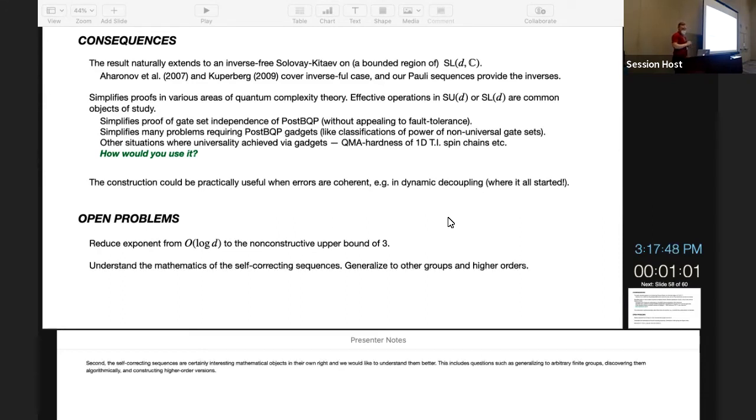Now, these objects, the so-called self-correcting sequences, seem pretty interesting mathematically in their own right, and we'd like to discuss them. Certainly, from a pure math perspective, it seems interesting to try to extend this to less trivial groups. Even extending it to special orthogonal groups seems to require some new ideas. So there's a lot of work to be done, and we'll end here. Thank you.